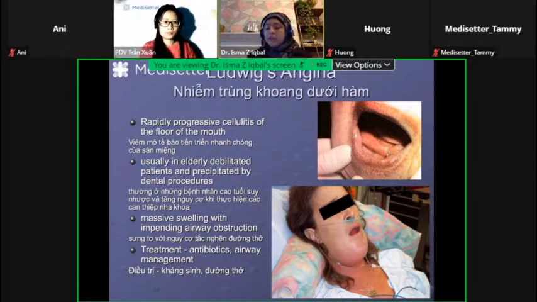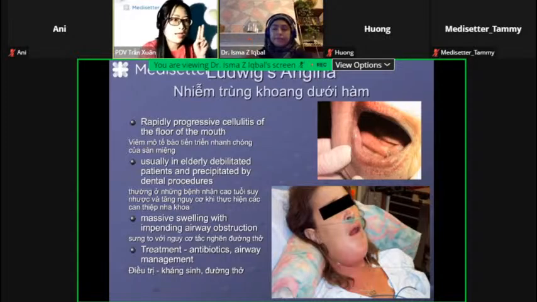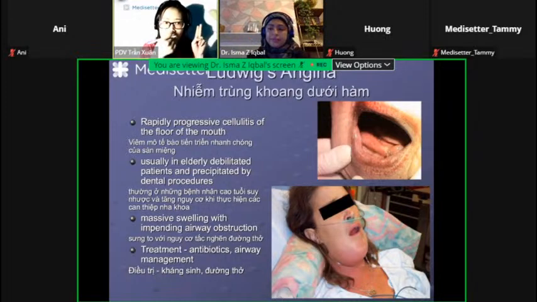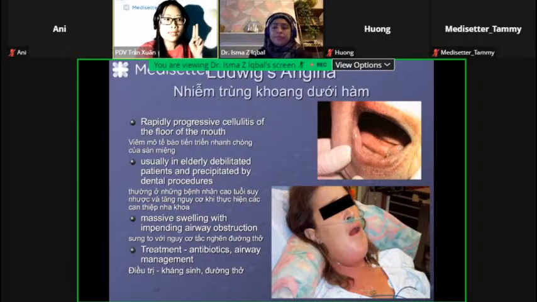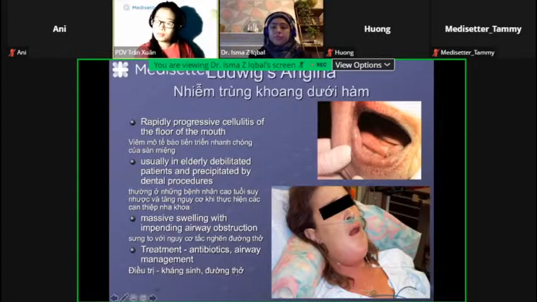To identify this, you would normally do a CT scan with contrast of the neck. If the patient is not very stable, you would intubate first before getting some imaging.